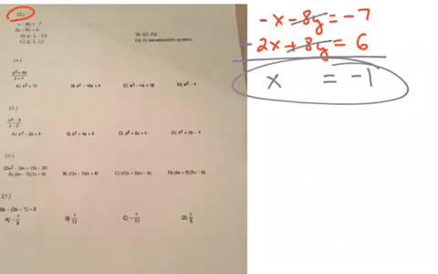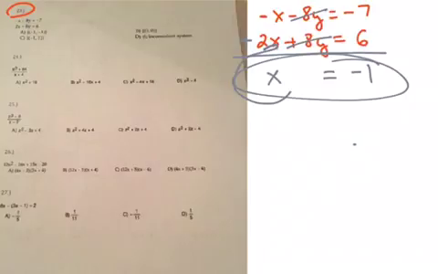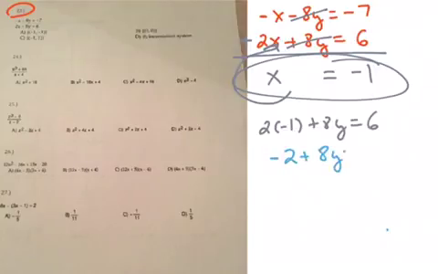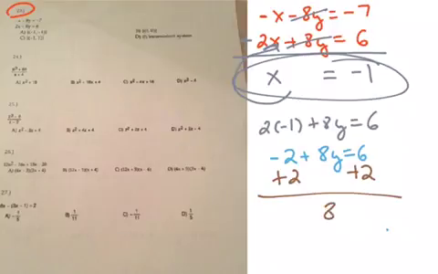Take this value of x equals negative 1, plug it into whatever equation you want to. I'm actually going to plug it in to the one above it, so I'm going to get 2 times negative 1 plus 8y equals 6. I'm going to solve this. 2 times negative 1 is negative 2 plus 8y equals 6. I'm going to add 2 to both sides. Get 8y equals 8. And so y becomes 1.